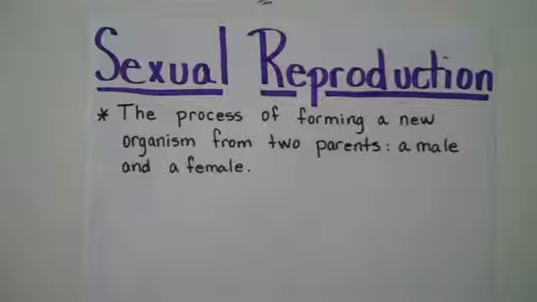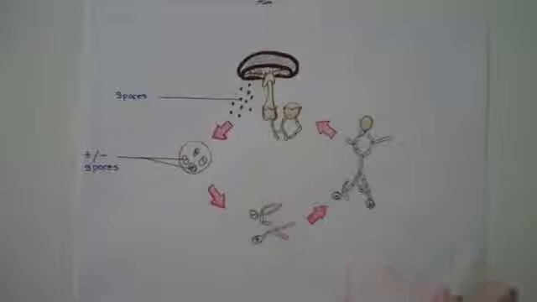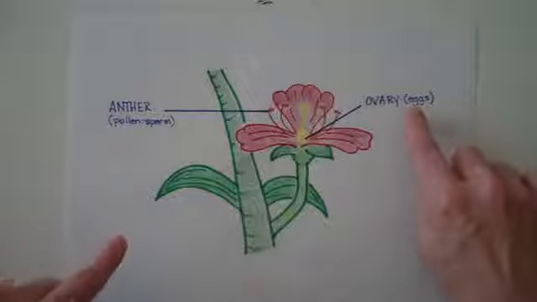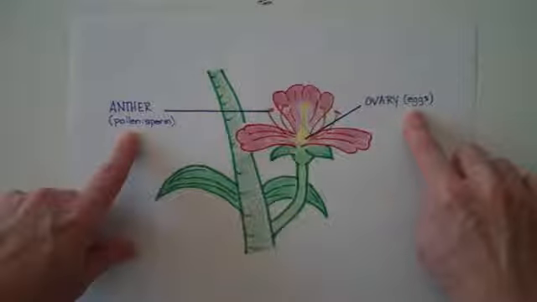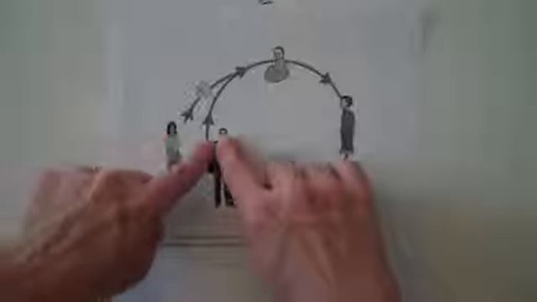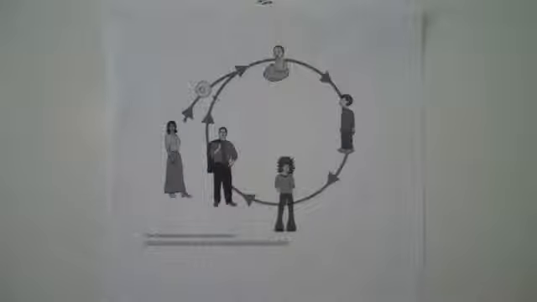Sexual reproduction is the process of forming a new organism from 2 parents, a male and a female. During the process of sexual reproduction, a sperm fertilizes an egg. Animals, plants, and fungi can reproduce sexually. Plants have an ovary and pollen, which is the same as the sperm. And of course, animals, like humans, require a male and a female to produce an offspring. In all of these cases, a new organism, a mushroom, a flower, or a human, is formed from the genetic material of each parent.